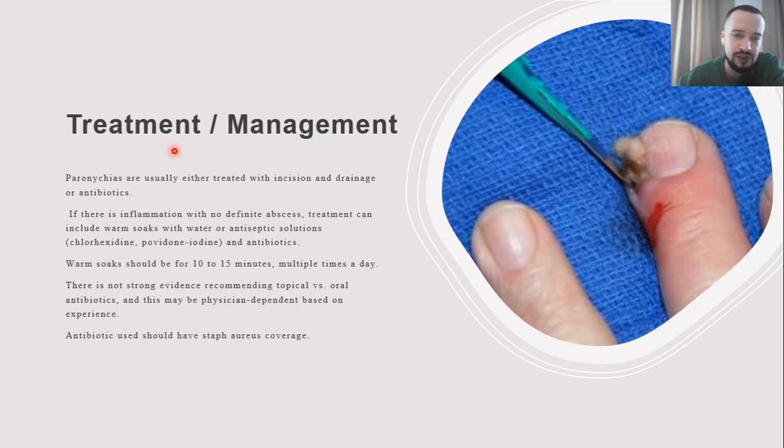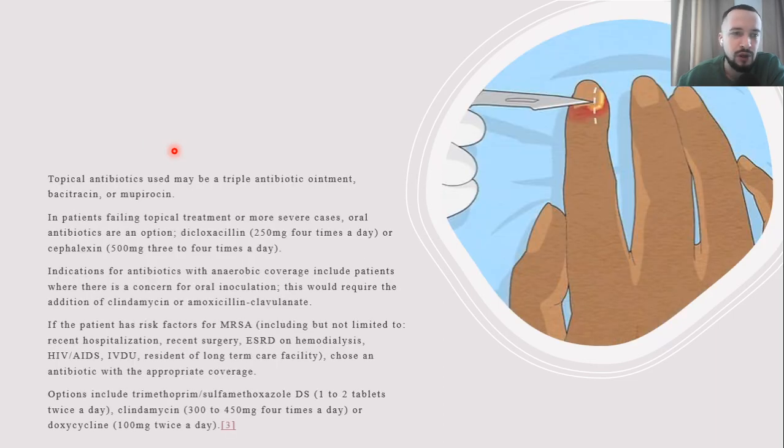Antibiotic use should have Staphylococcus aureus coverage. Typical antibiotic use may be a triple antibiotic ointment, bacitracin, or mupirocin. In patients failing topical treatment or more severe cases, oral antibiotics are an option, dicloxacillin or cephalexin. Indication for antibiotics with anaerobic coverage include patients where there is a concern for oral inoculation. This would require the addition of clindamycin or amoxicillin-clavulanate.